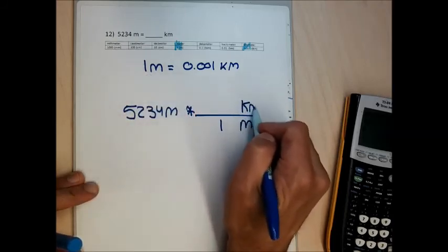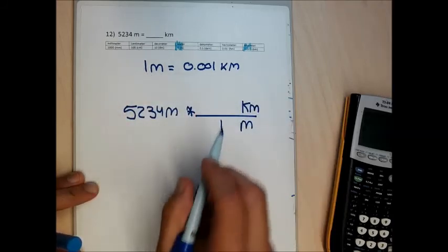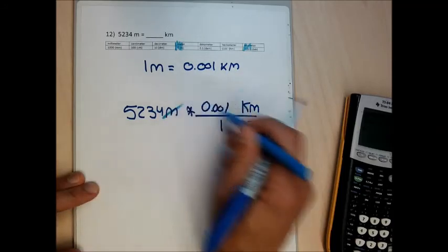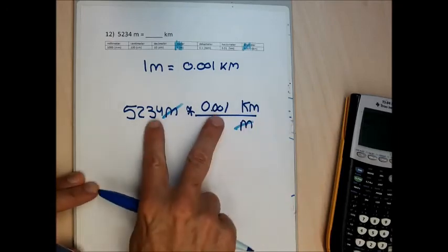It's going to have kilometers in the numerator because I'm trying to end up with kilometers. And I'm going to put the 0.001 next to the kilometers. I'm going to cancel the meters. I'm going to multiply these numbers.